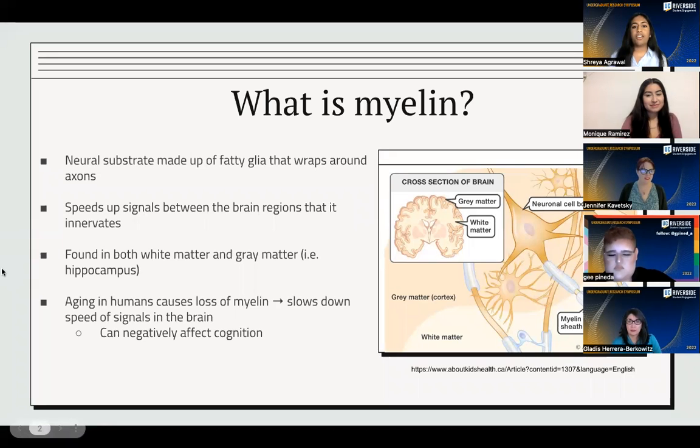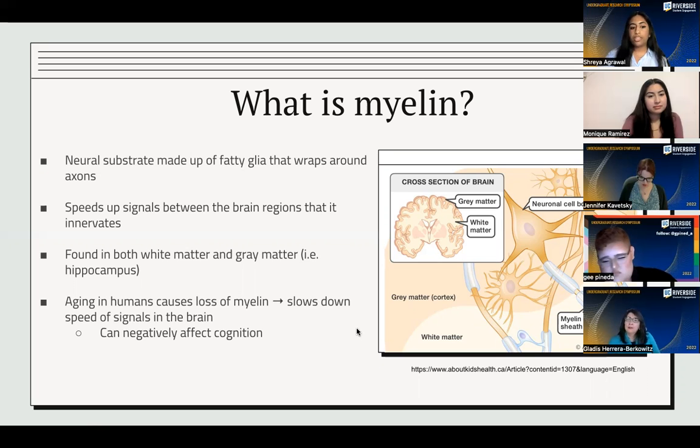Okay, so just to start off, I wanted to give some background on exactly what myelin is and its role in the brain. So myelin is a neural substrate that is made up of fatty glia that wraps around axons. It serves as an insulating factor for the axons, and it speeds up signals between the brain regions that it innervates. It is found in both white matter and gray matter. If you look at this image on the right-hand side, within white matter, it's found insulating these long range axons that go from each brain region to the other.